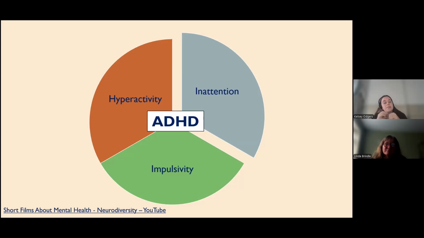If we come to each of those difficulties in turn, attention difficulties might look like difficulty concentrating, seeming quite forgetful, being unable to remain on a task, struggling to follow instructions, and because of that inattention, making careless mistakes.